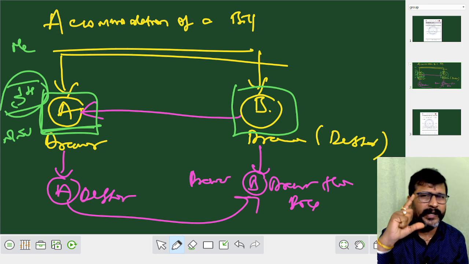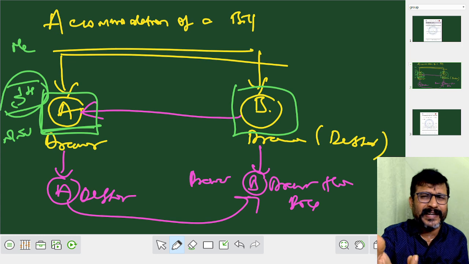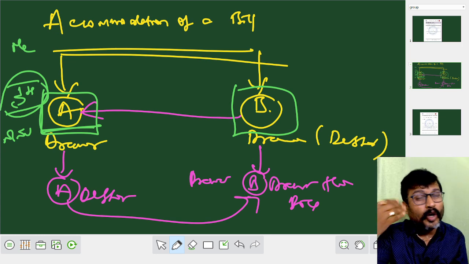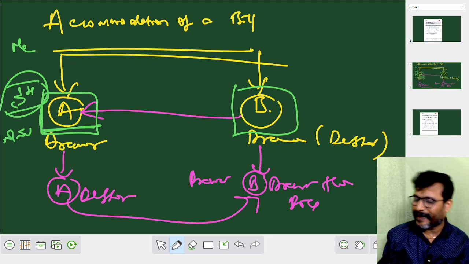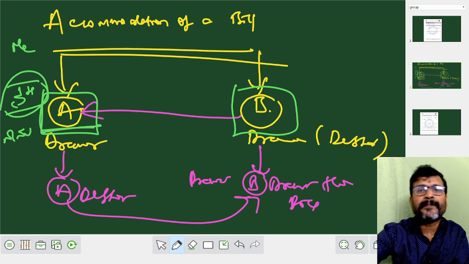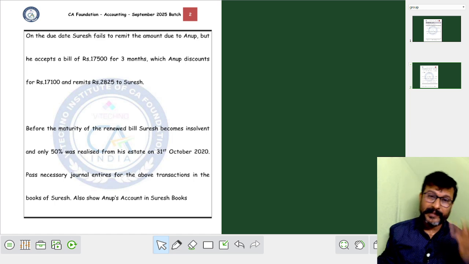This is a very, very important problem for our CA Foundation exams. It is not as easy as earlier problems. We have to give a lot of concentration to understand such kinds of problems under mutual accommodation. Shall we move on to the problems, my dear children?